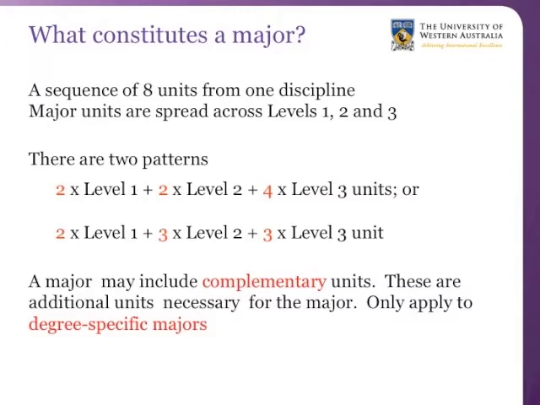A major may include complementary units. These are additional units necessary for the major. You only need to complete complementary units for your degree-specific major. If we use the example previously of completing a Bachelor of Arts with majors in History and Marketing, then History is a degree-specific major, and if there are any complementary units required for that major, then the student needs to complete these units. They don't need to complete the complementary units that are associated with the Marketing major because it is a second major.